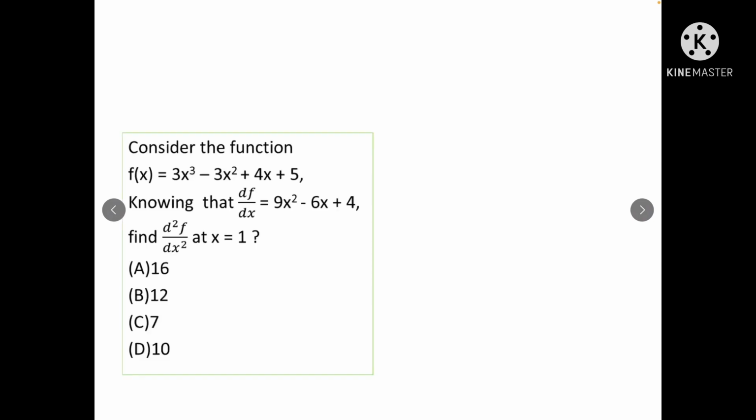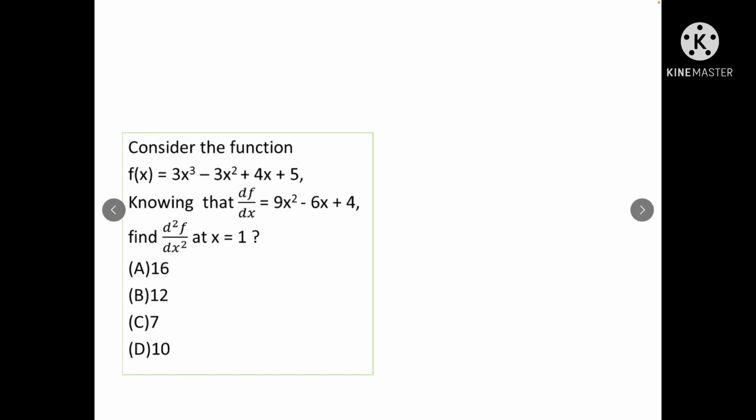Comes to the next one. Consider the function f(x) equals 3x cube minus 3x square plus 4x plus 5, knowing that df/dx is 9x square minus 6x plus 4, and we have to find the second derivative of f with respect to x at x equals 1. Here the options are given: 16, 12, 7 and 10.